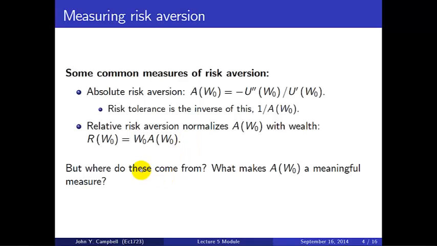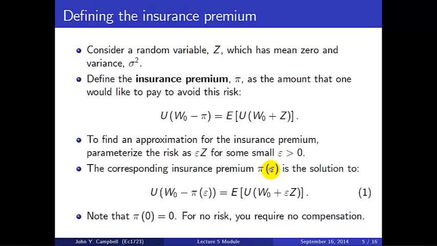Well, where do these things come from? I've given you some motivation, but what makes absolute risk aversion, for example, a meaningful measure? Well, I'm now going to show you a very important result, which is that absolute risk aversion has a relationship to the insurance premium, the amount you would pay to avoid a risk. So let's start by defining that insurance premium.